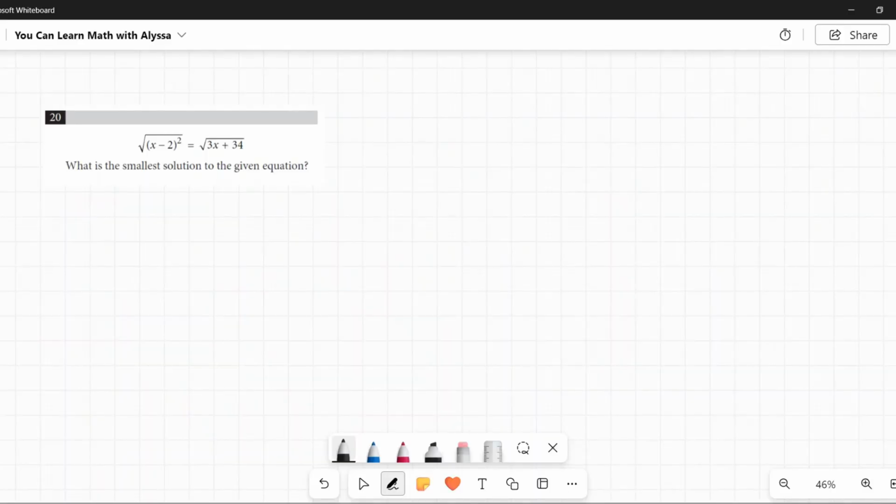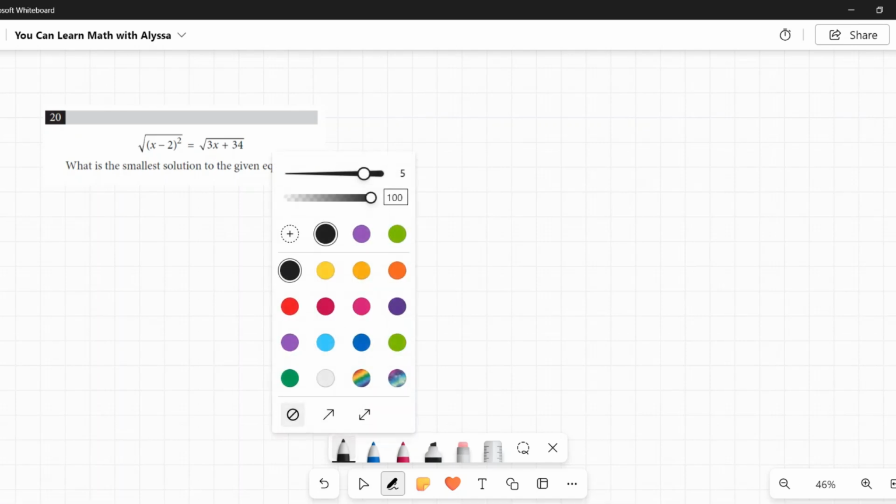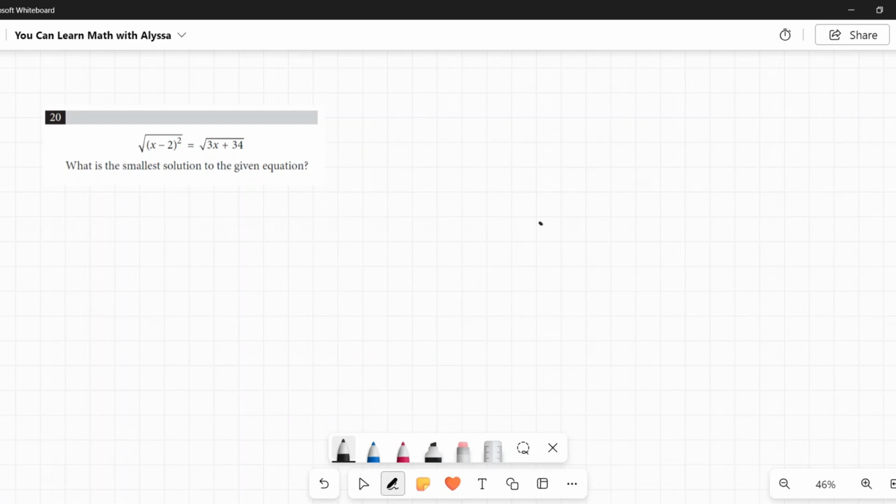Number 20, the square root of x minus 2 squared equals the square root of 3x plus 34. What is the smallest solution to the given equation? This can be solved either mathematically or by graphing. Both work. Again, it's just up to you which you're more comfortable with. I'm going to show you both ways.